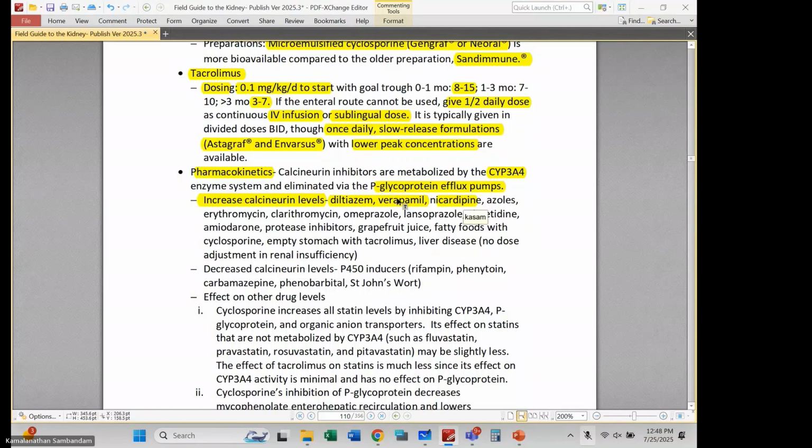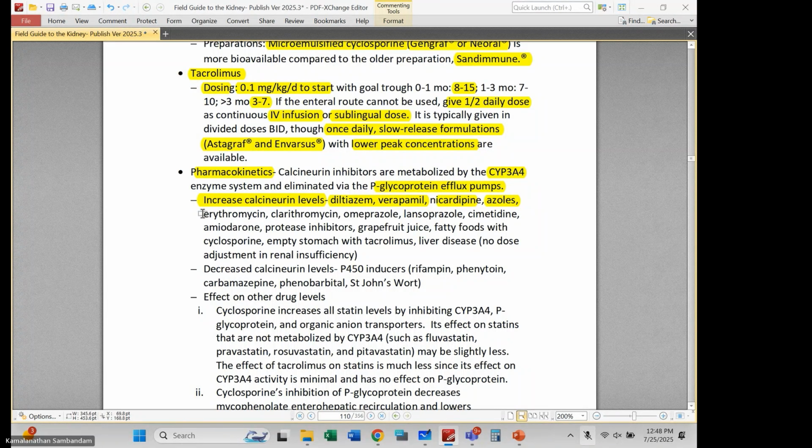The dihydropyridines are typically minimal in their interaction. Diltiazem and verapamil, definitely. And sometimes that's leveraged when your patient's taking 8 milligrams BID of tacrolimus. You can put them on diltiazem and bring down that dose so that they're not taking so many pills. Some resource poor areas leverage that as well as a way to get by with less tacrolimus.